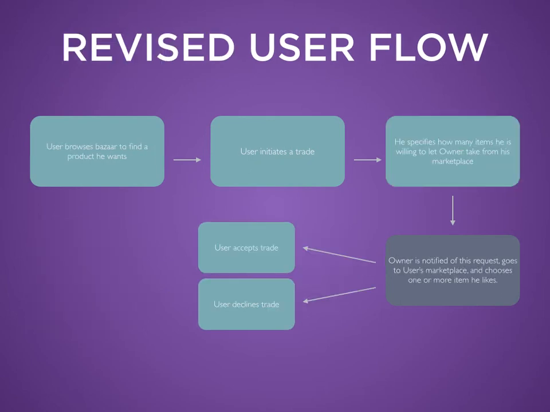After some user testing and some informal conversations with our target audience, we revised our trade concept to be more simple and intuitive. First, the user would browse the bazaar to find a product he wanted. Then the user would initiate a trade. When trading, he would specify how many items he's willing to let the owner of the item take from his marketplace. The owner is notified of the request, goes to the user's marketplace, and chooses 1 or more items that he likes. The user will then accept or deny the owner's bid.